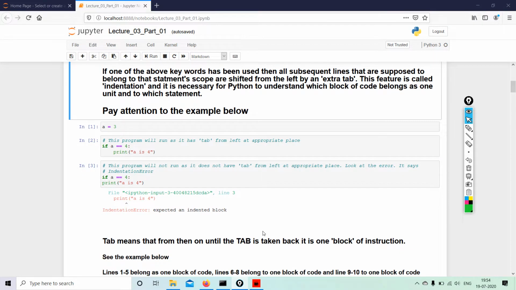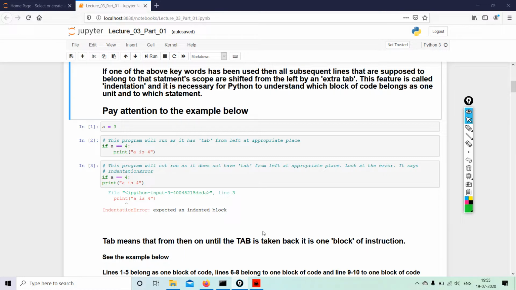A equals 3 in cell 2. This program will run as it has a tab from the left at the appropriate place. Hashtag, commented out, will not run. If A equals 4, print A is 4. So there is a difference between a single equals and a double equals. We will see that. Very important.